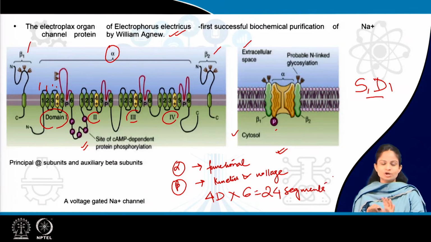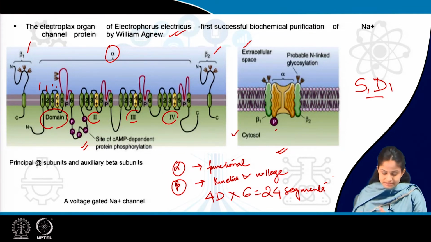This is more or less common in all the ion channels. The most abundantly studied ion channel is sodium, and that is why we have taken the sodium channel as the first subject. So, 24 segments are present in the alpha subunit.